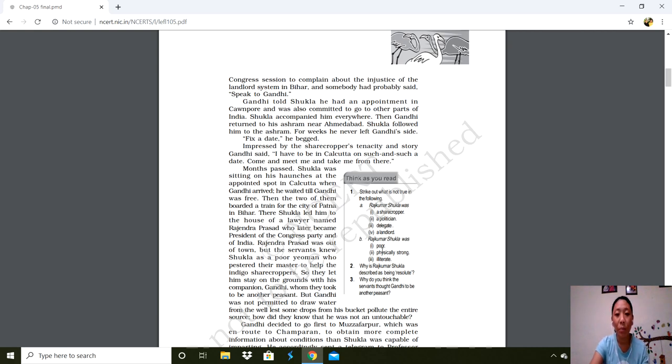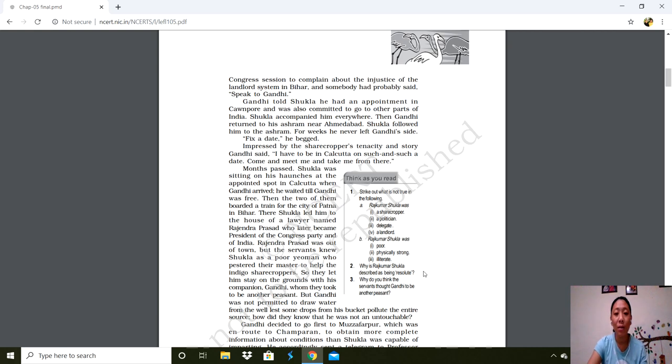Okay. Second one, B. Rajkumar Shukla was poor, physically strong, and the third one, illiterate. So, which are the options that are incorrect? Rajkumar was poor? Yes, he was poor, right? He was physically strong? No, he wasn't. In fact, he was physically weak, emaciated, right? And he was illiterate? Yes, he was. So, the second option is the answer that you are going to strike out. Because the question asks whichever statement or option is incorrect, you have to strike it out, all right?